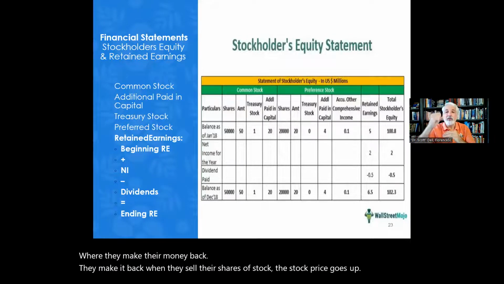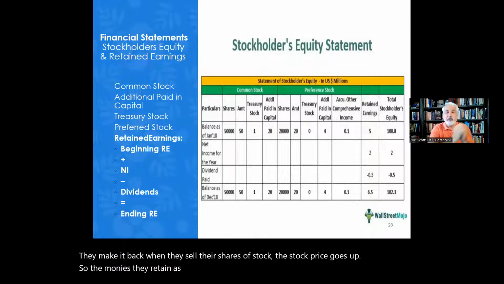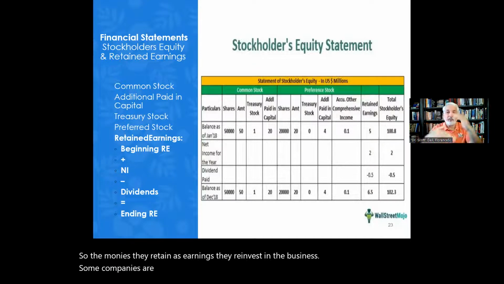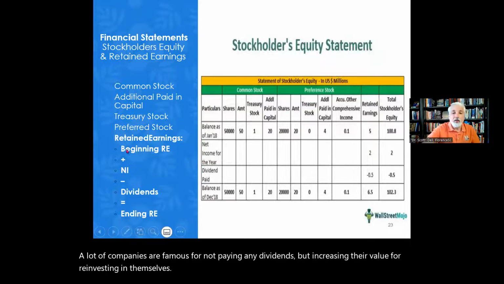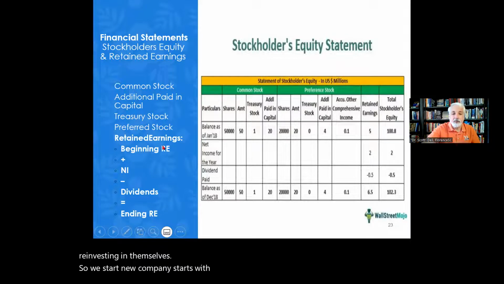So the monies they retain as earnings, they reinvest in the business. Some companies are famous for consistent dividends, paying out. A lot of companies are famous for not paying any dividends, but increasing their value by reinvesting in themselves. So a new company starts with zero retained earnings. Then we get some income, hopefully positive. It could be a net loss, which is negative.